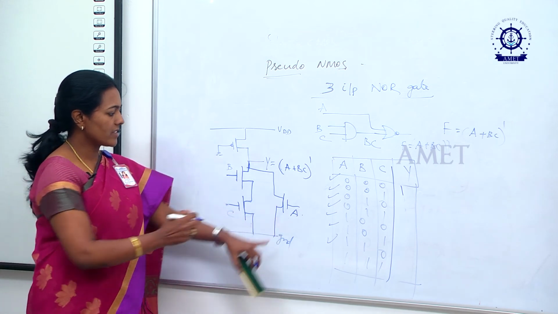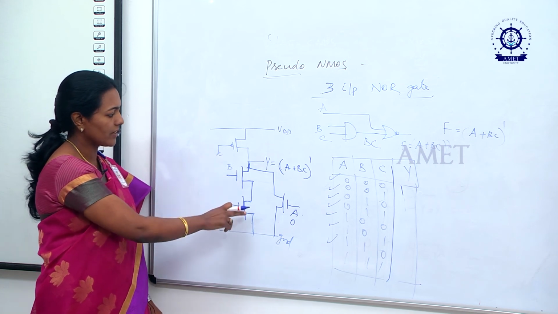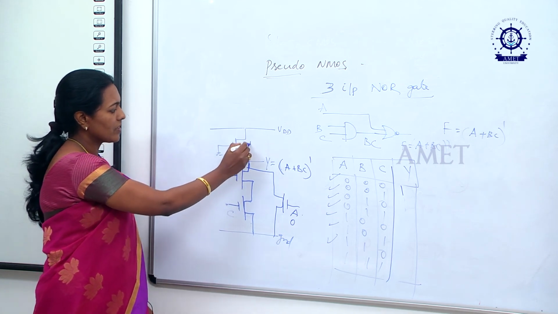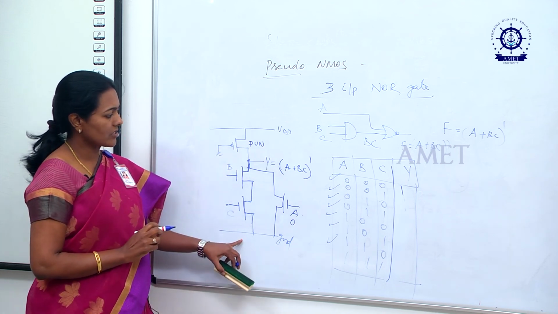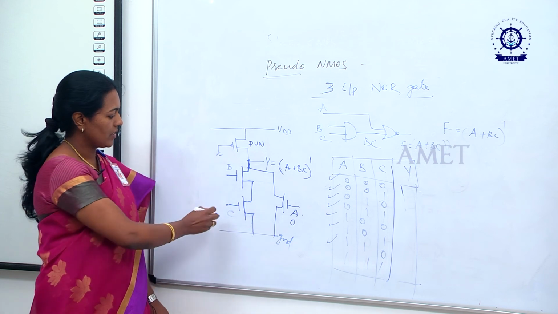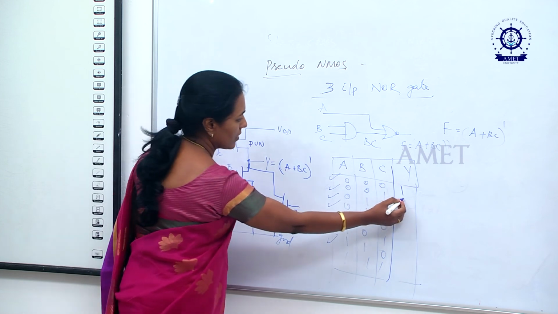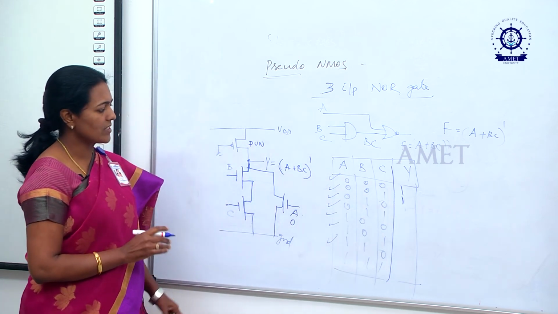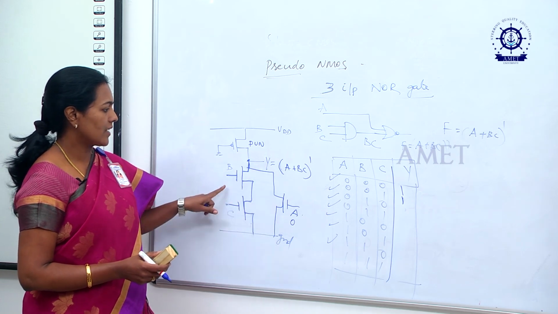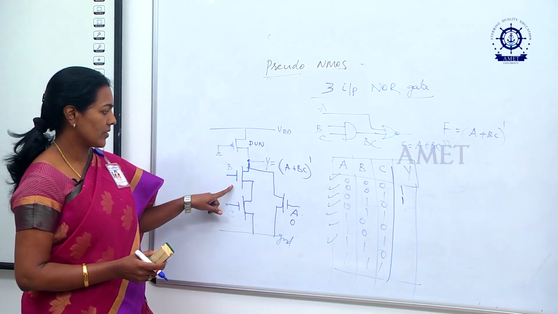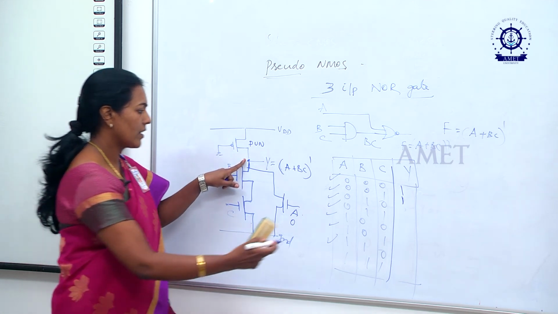A is 0, so this will not conduct. B and C are 0, this will not conduct, but the PMOS transistor will be conducting. So the output will be equal to 1. Then for the second case, for 0, 0, 1, since one input is 0, one of the transistors will not conduct, so the output is 1. Next 0, 1, 0. A is 0, this will not conduct, and here one of the transistors conducts, another one will not conduct. Naturally the output will be equal to 1.